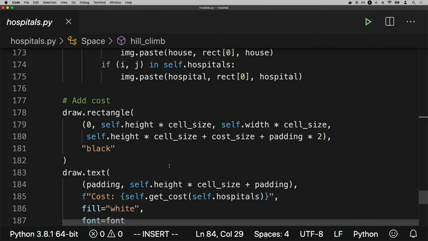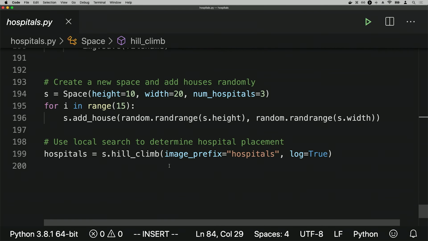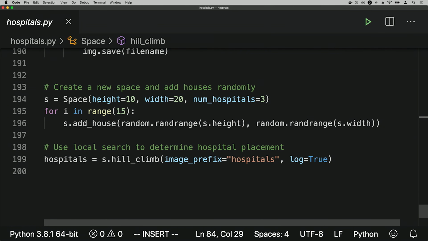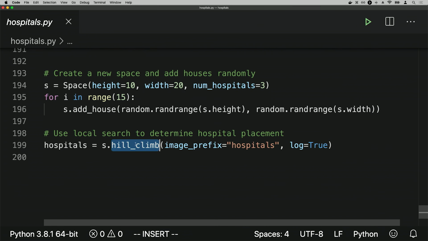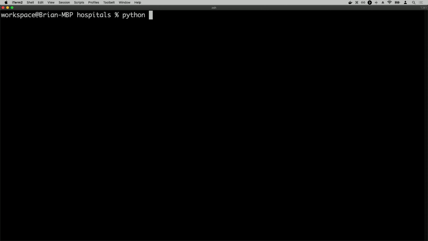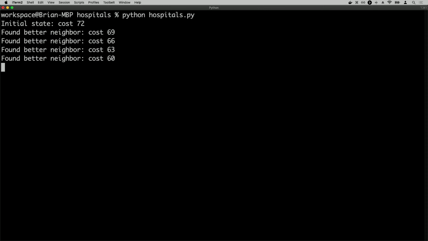And so now what we're doing is, if we look down at the bottom, I'm going to randomly generate a space with height 10 and width 20, and I'll say go ahead and put 3 hospitals somewhere in the space. I'll randomly generate 15 houses that I just go ahead and add in random locations. And now I'm going to run this hill climbing algorithm in order to try and figure out where we should place those hospitals. So we'll go ahead and run this program by running Python hospitals.